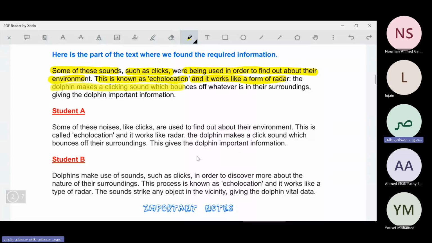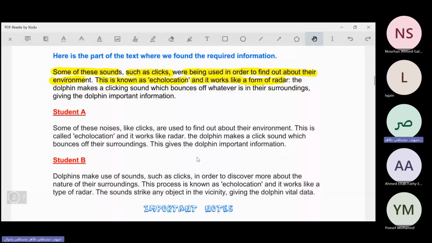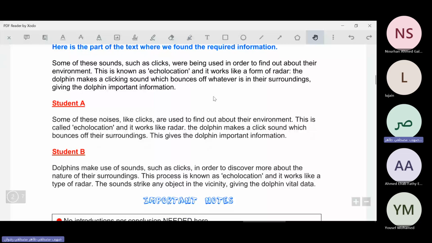The dolphin makes a clicking sound which bounces off whatever is in their surrounding, giving the dolphin important information. This is the part of the text we highlighted. Now we want to rephrase this part. Let's see student A and student B, and which one is the best answer. I give you 1 minute reading these two models and then decide which is the best. Which one rephrased the text correctly and which one depended on the text? You have a minute from now on.